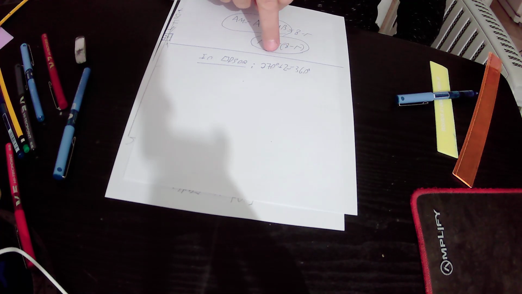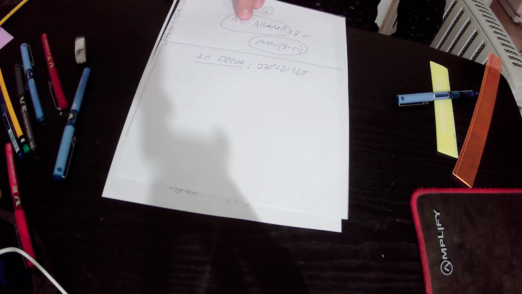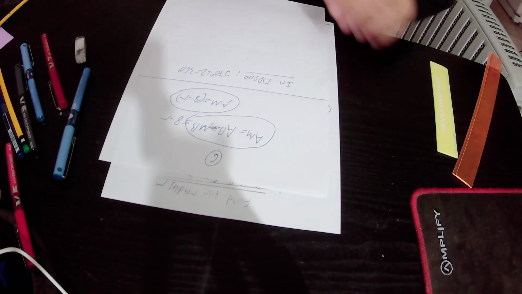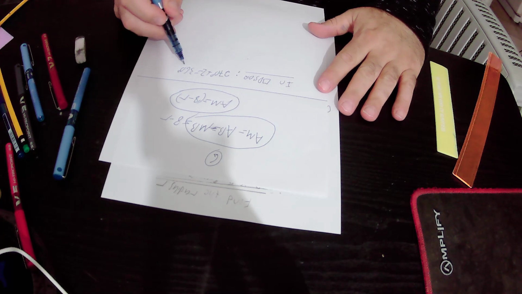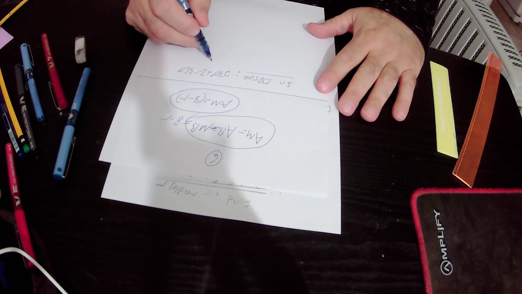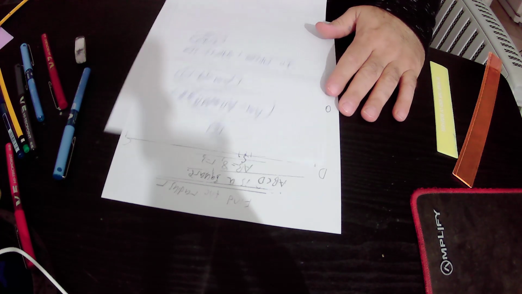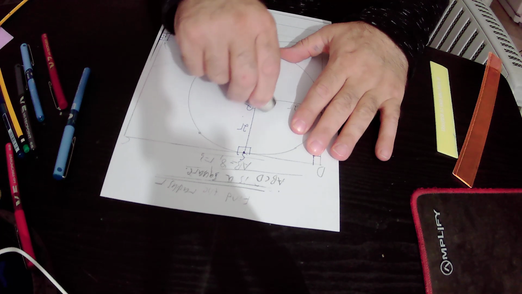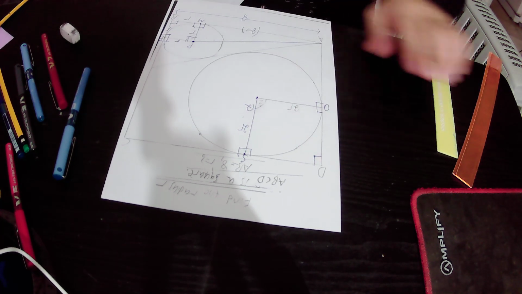We will subtract 270 degrees from this equality and we will get that angle Z equals 90 degrees. Angle Z equals 360 degrees minus 270 degrees. That is to say, it equals 90 degrees. So angle Z is a right angle. So we write here that angle Z equals 90 degrees.